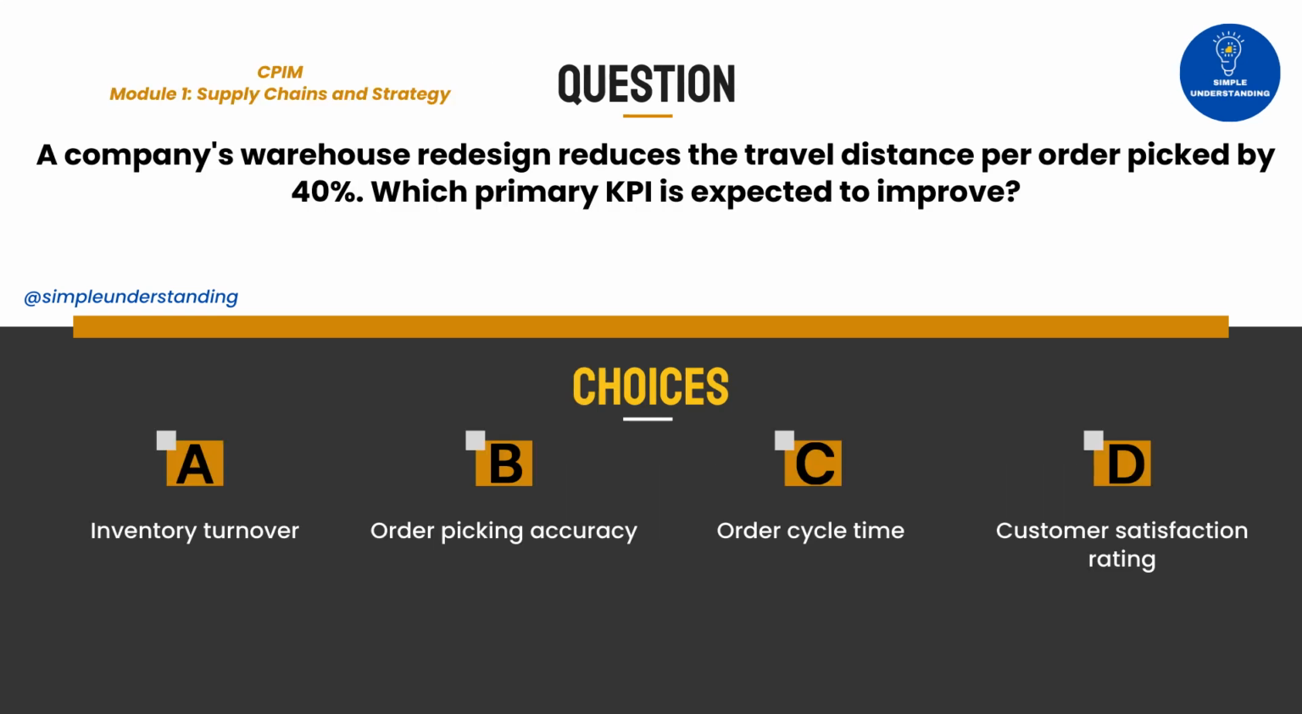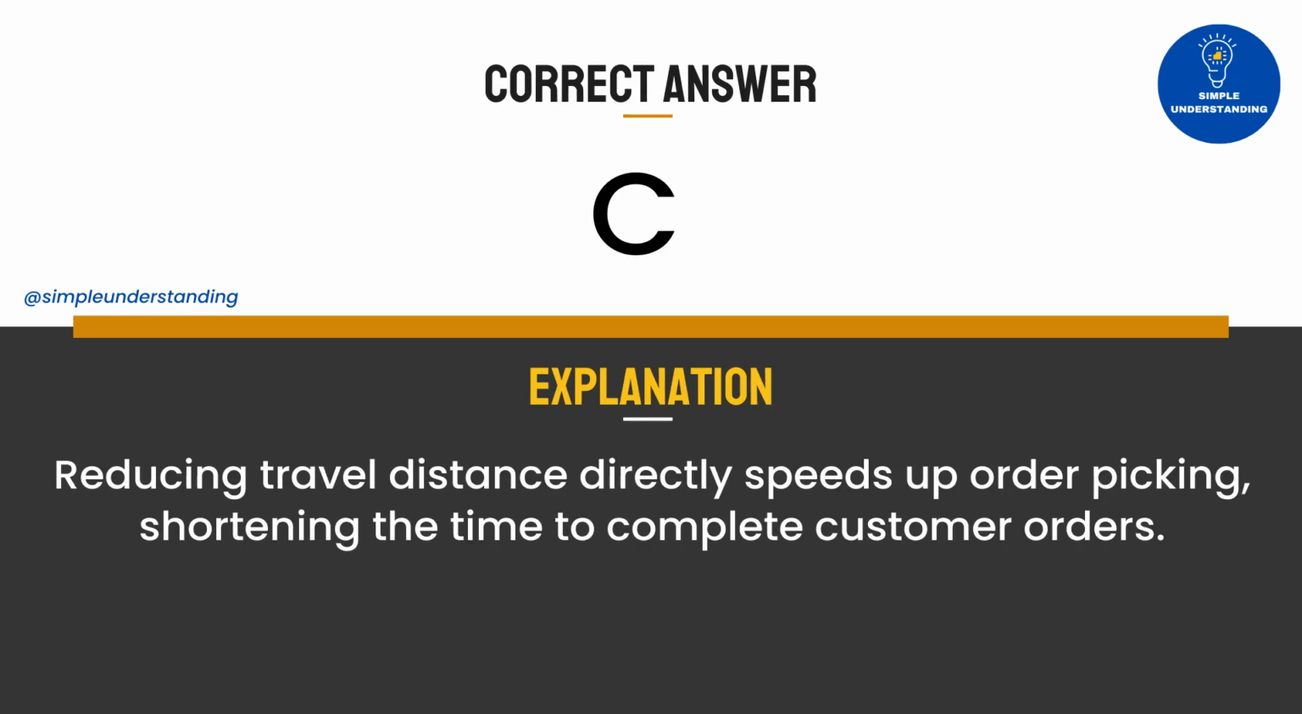Question 27. A company's warehouse redesign reduces the travel distance per order picked by 40%. Which primary KPI is expected to improve? A. Inventory turnover. B. Order picking accuracy. C. Order cycle time. D. Customer satisfaction rating. Correct answer, C. Explanation. Reducing travel distance directly speeds up order picking, shortening the time to complete customer orders.